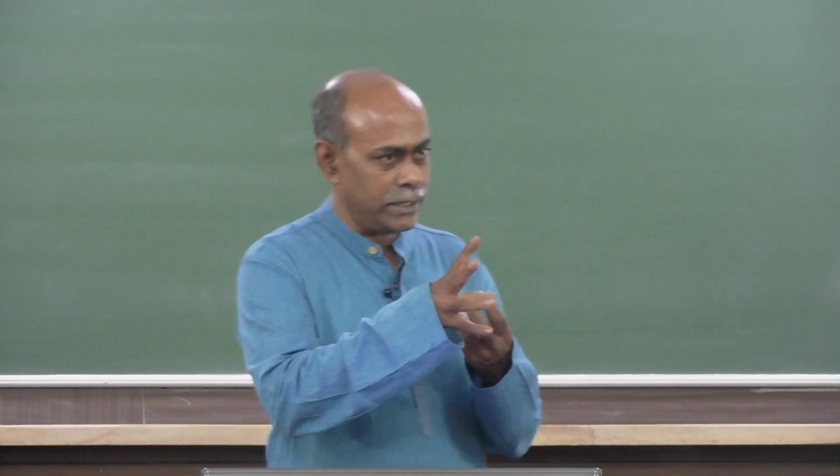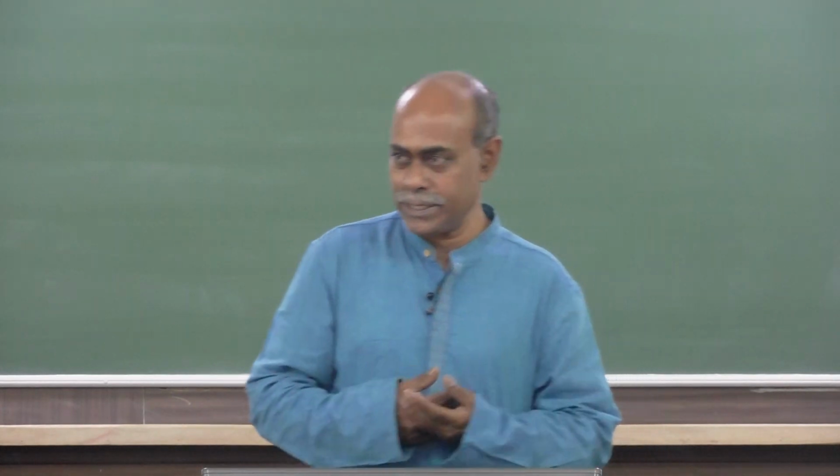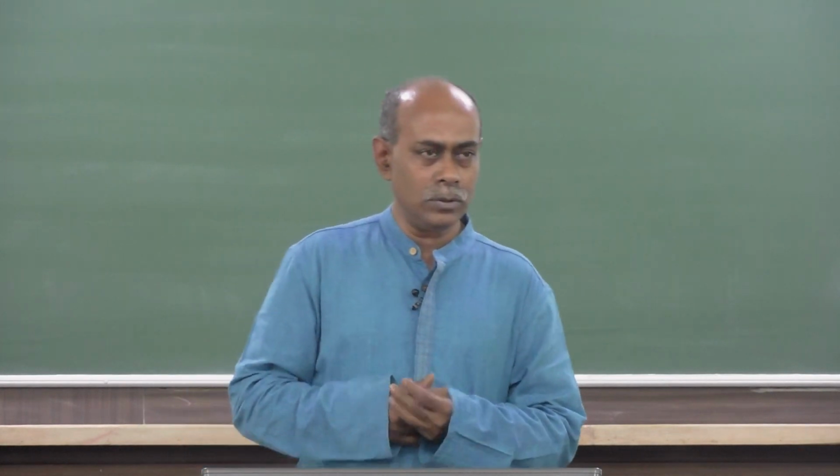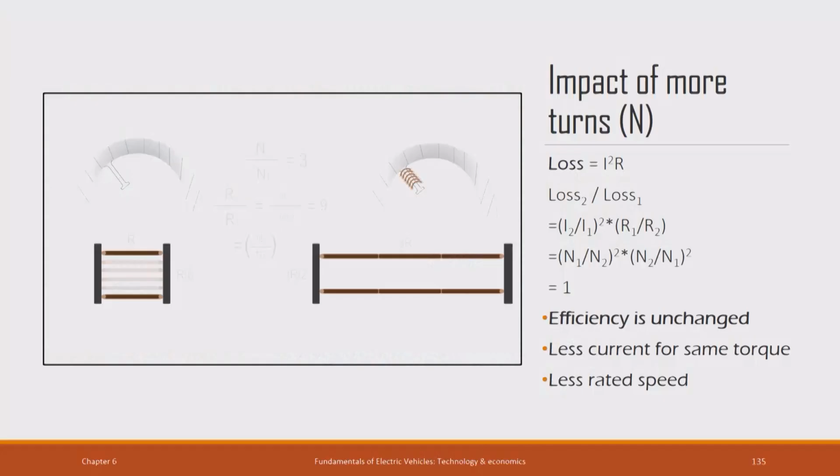Because the flux linkage is greater, it means the back EMF constant is greater. So, when it reaches a lesser speed, the back EMF will match the supply voltage, and it can't go faster. So, I will get a higher torque, lower speed motor by increasing the number of turns. This is the effect of increasing the number of turns. The reverse effect will be if I reduce the number of turns.